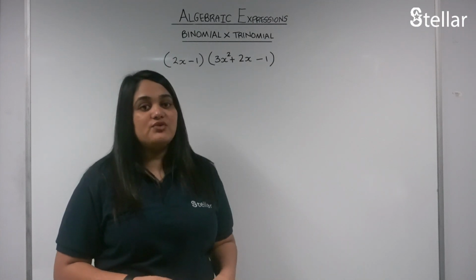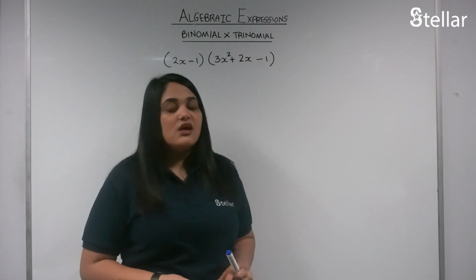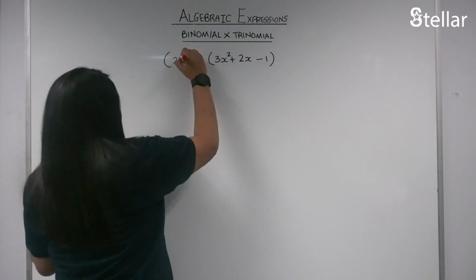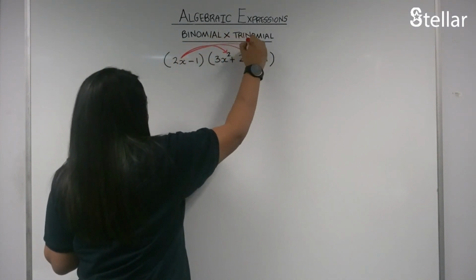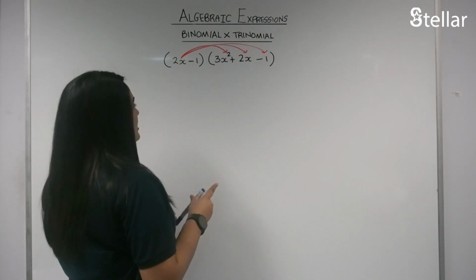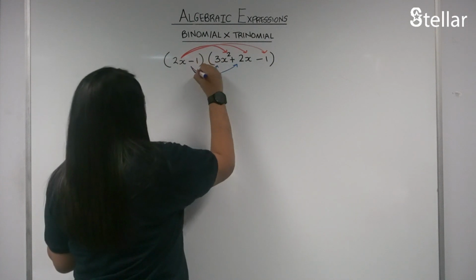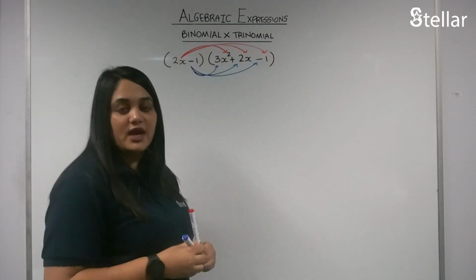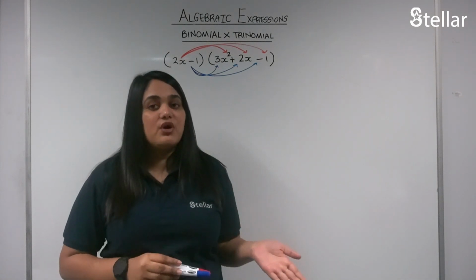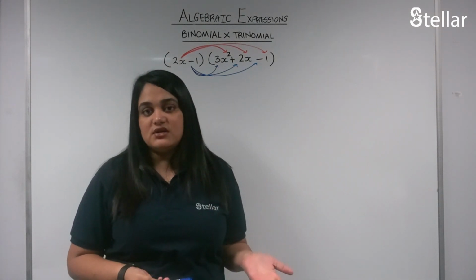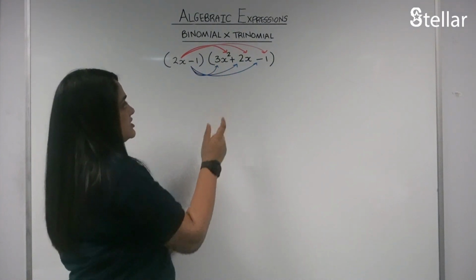Now, the only way you can do this is to use your distribution property or your distribution law. All that means is you take the first number and you distribute it into the bracket. And then you take the second number and distribute it into the bracket. Okay? Now, with that, you will simplify from there, but the most important part is to understand that you need to distribute.